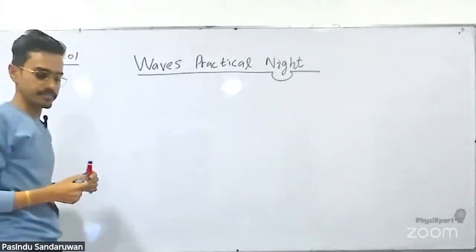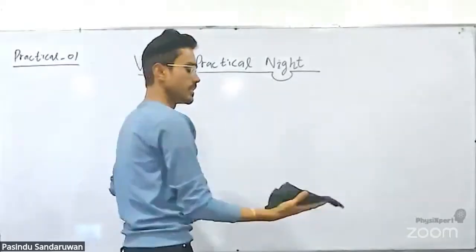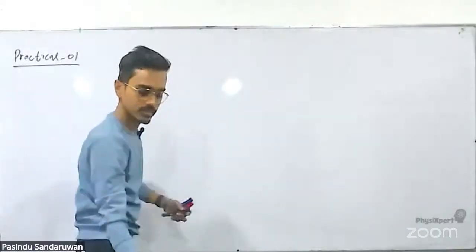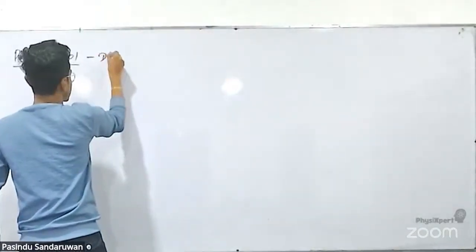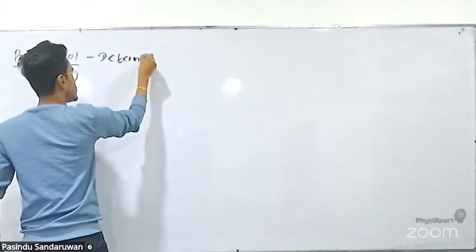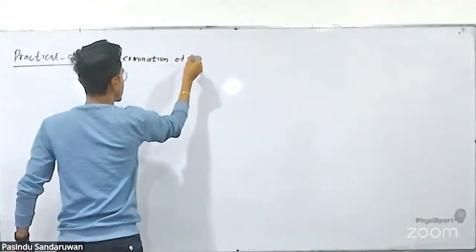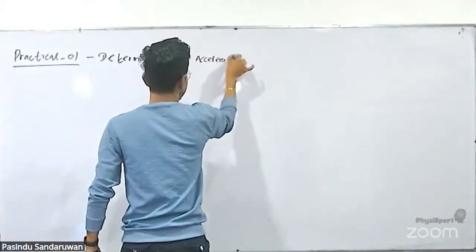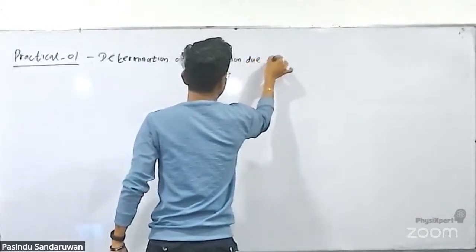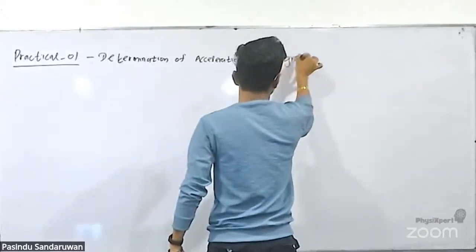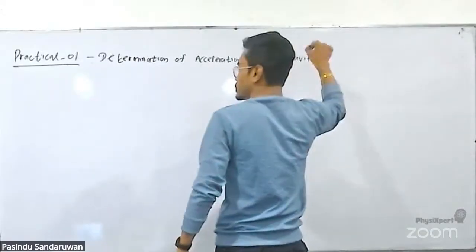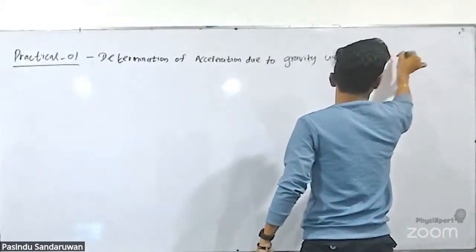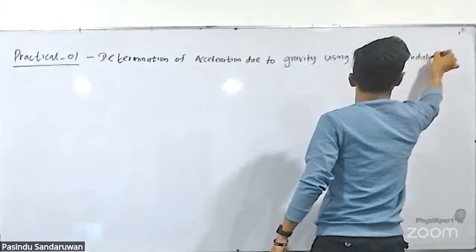Practical one. Write down: determination of acceleration due to gravity using simple pendulum. Right.